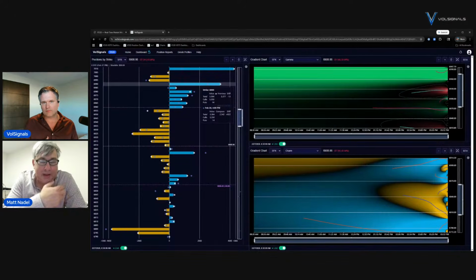Because we assume that all options are hedged. Yep, the market makers hedge. So if a market maker buys a call, they're selling delta. If they buy a put, they're buying delta, and vice versa. So it doesn't matter at the end of the day whether it's a call or a put. We just assume that the market makers are hedging them all delta neutral, which is the correct assumption. Put call parity holds pretty strict in index.